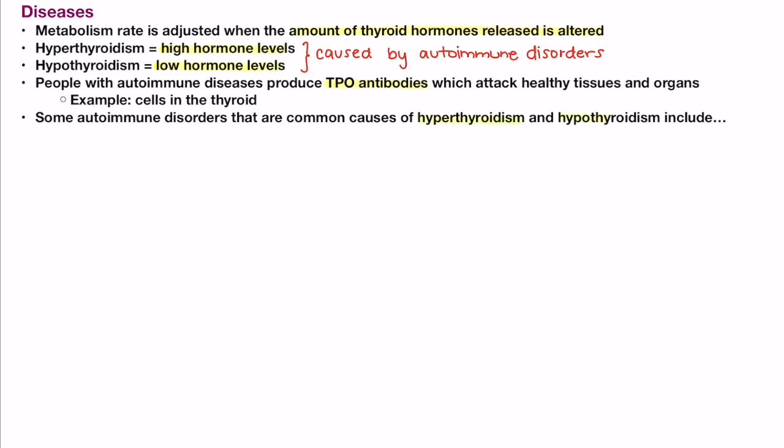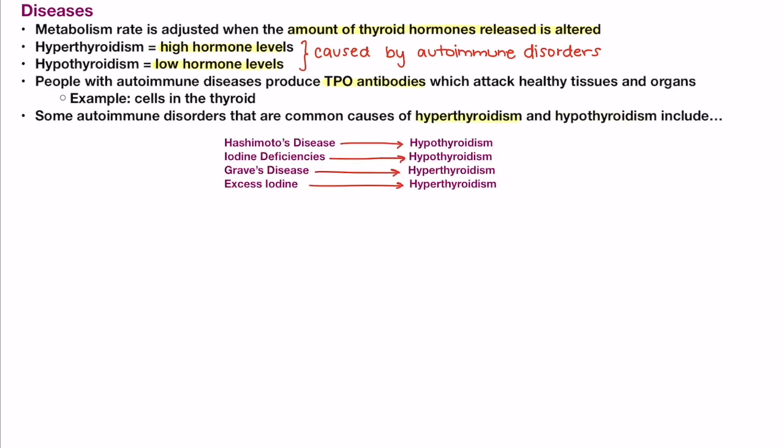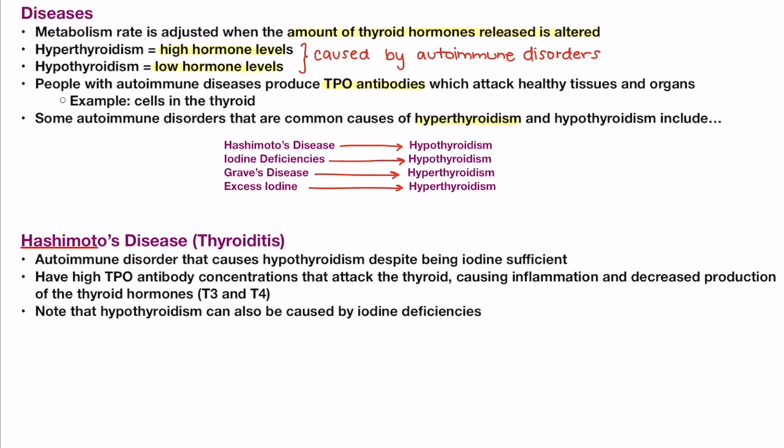As previously mentioned, autoimmune disorders are common causes of hyperthyroidism and hypothyroidism. Firstly, Hashimoto's disease, also referred to as thyroiditis, is a common autoimmune disease which causes hypothyroidism, despite being iodine sufficient. High concentrations of antibodies are detected in individuals with Hashimoto's disease. These antibodies, mainly TPO antibodies, attack the thyroid, causing inflammation and decreased production of the thyroid hormones. Furthermore, hypothyroidism can also be caused by iodine deficiencies.